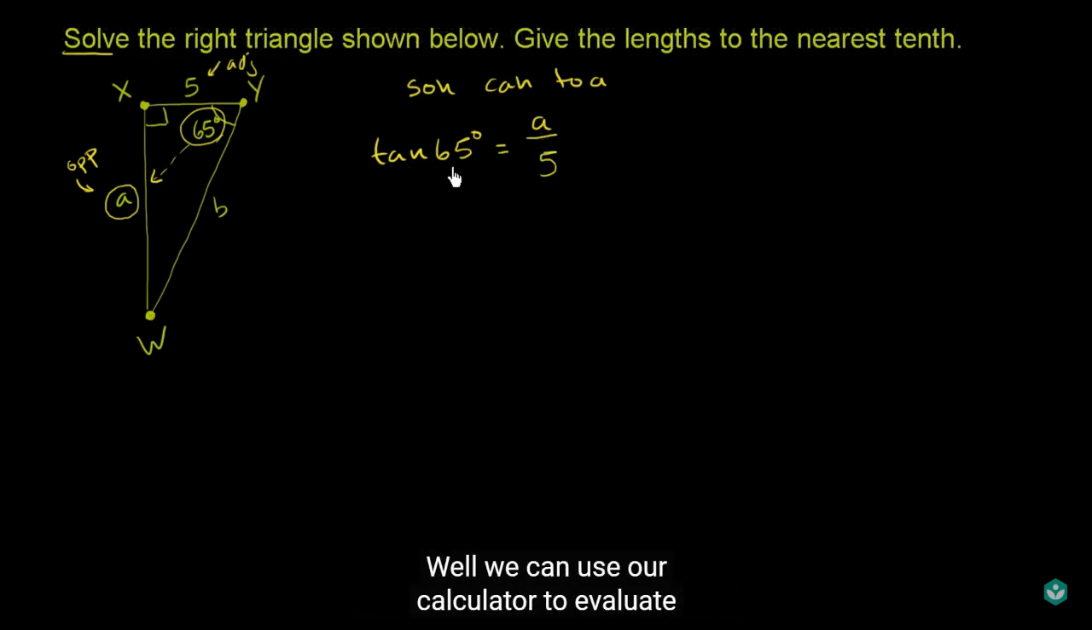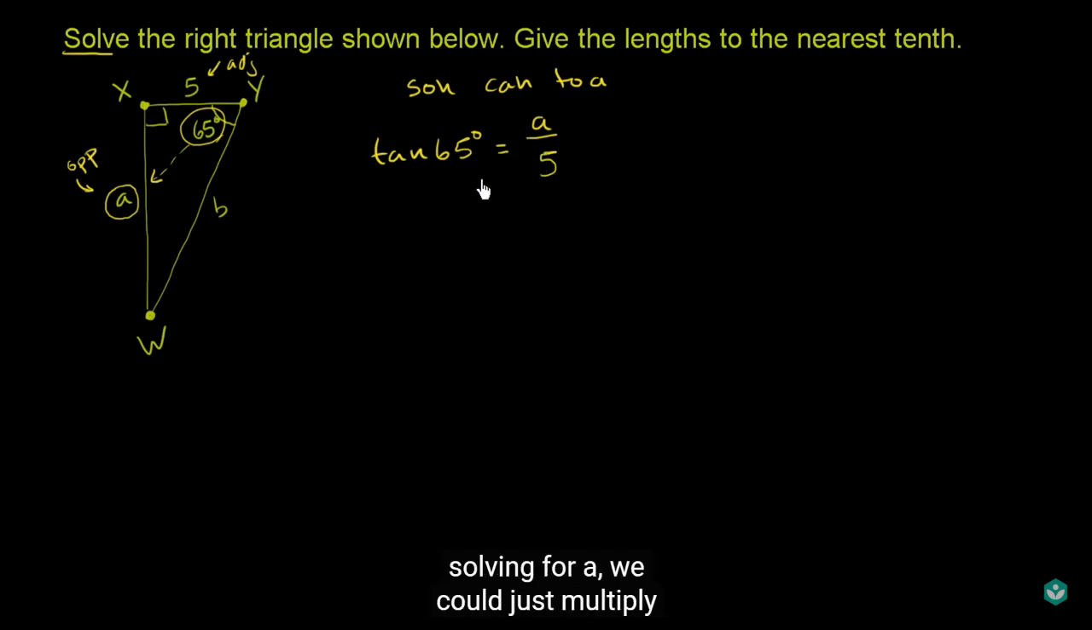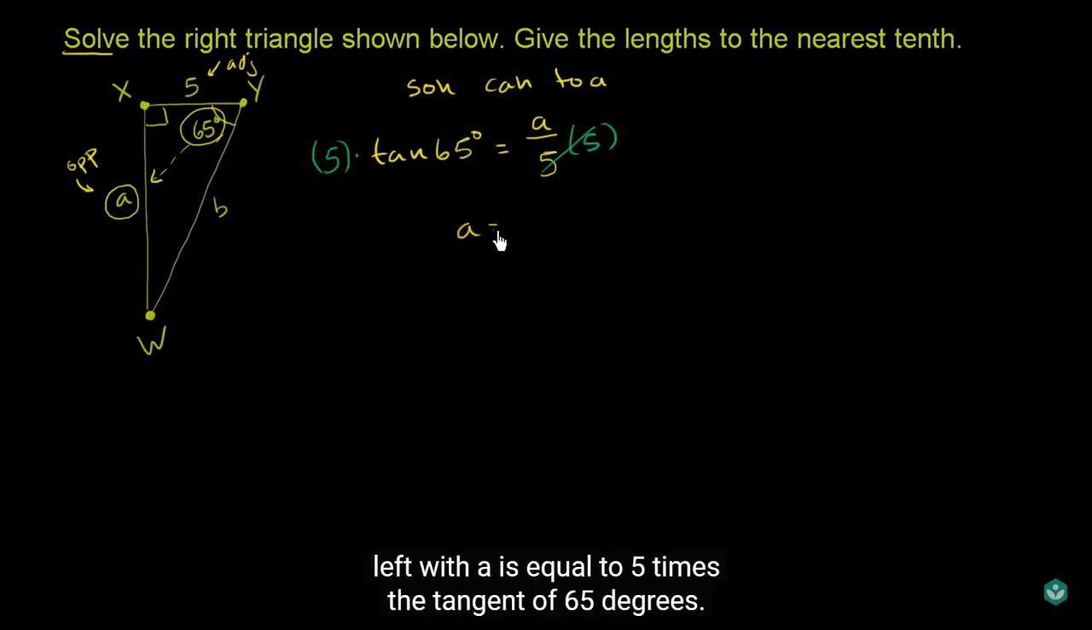And you might say, well, how do I figure out A? Well, we can use our calculator to evaluate what the tangent of 65 degrees is, and then we can solve for A. And actually, if we just want to get the expression explicitly solving for A, we can just multiply both sides of this equation times 5. These cancel out, and if we flip the equal around, we're left with A is equal to 5 times the tangent of 65 degrees.